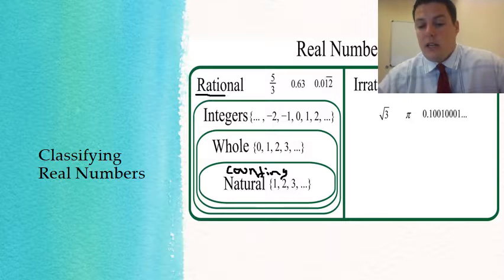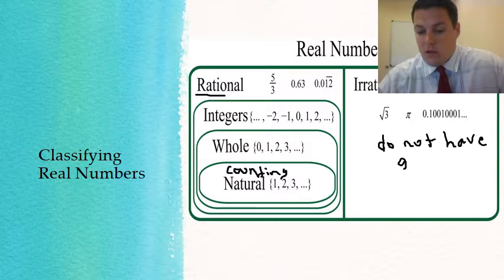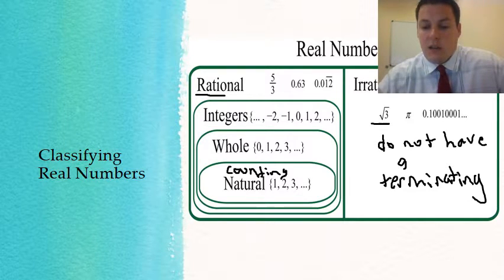And then we have our irrational numbers, which, remember, do not have a terminating decimal, which means the decimal goes on and on forever. All right, most square roots that can't be simplified, pi, any decimal written with ... at the end, are all examples of irrational numbers.